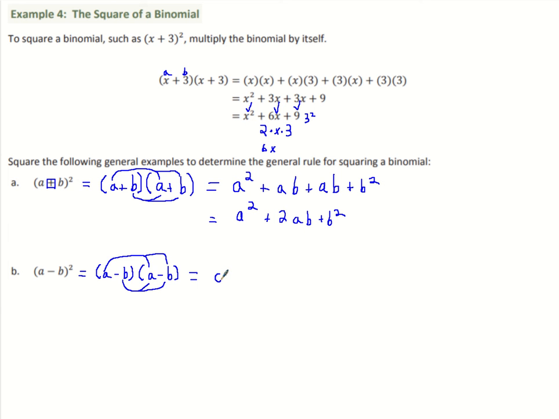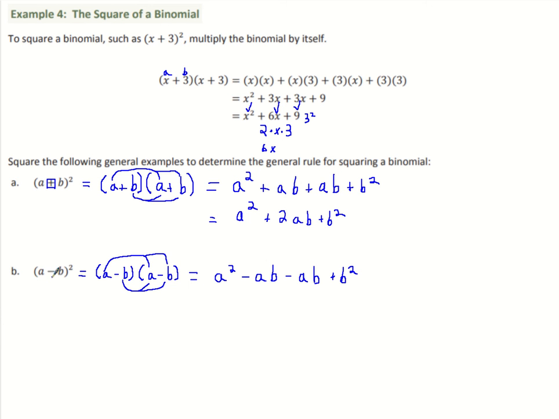A times a, well, that still gives us a squared. A times this minus b, or this negative b, means that we're going to be subtracting ab over here. This negative b times this a means that I'm going to be subtracting ba, or I can just be subtracting ab again. And then negative b times negative b, well, good news, a negative times a negative gives us a positive, so we're back to plus b squared.